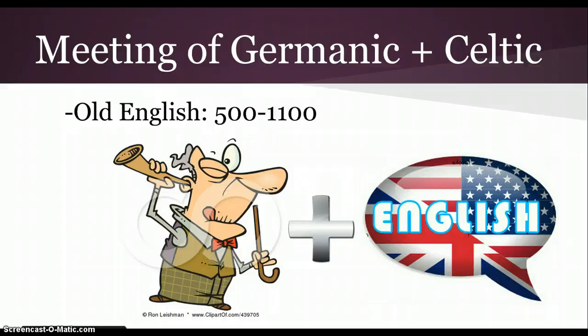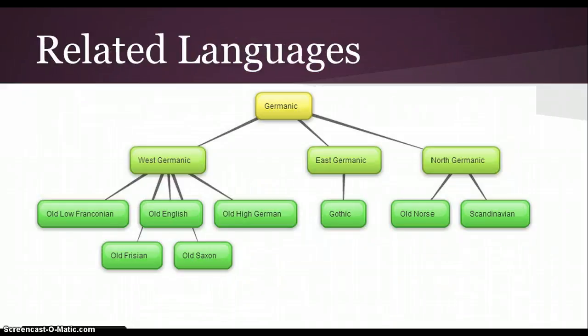In terms of a language tree, Old English is most closely related to Old High German, Old Low Franconian, Old Saxon, and Old Frisian. All of these languages originated from some form of a Germanic dialect. There are also lots of similarities in the languages themselves. For example, both Old English and the other languages originating from the Germanic language were written in a Latin alphabet.